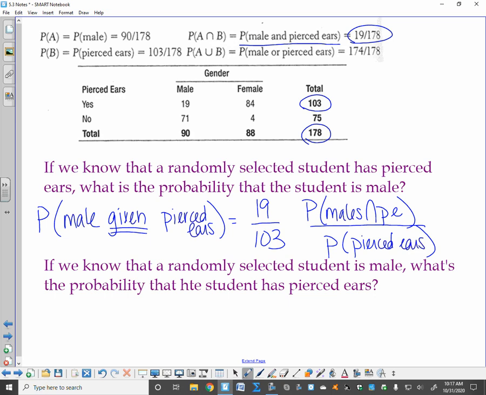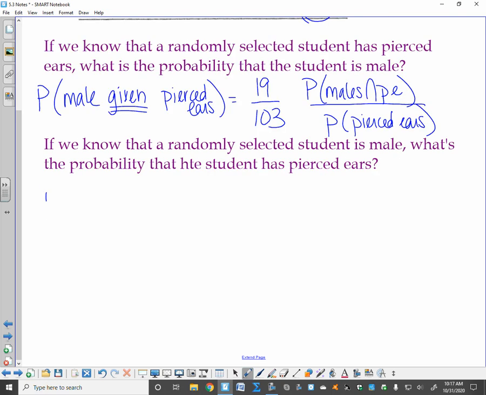Okay. What's the probability? Let's see. If we know that a randomly selected student is male, what's the probability that the student has pierced ears? Okay, so now we're flipping it around. So here's what I'm finding. I'm not finding the probability that you're male. I'm finding the probability that you have pierced ears given that I know you're male.